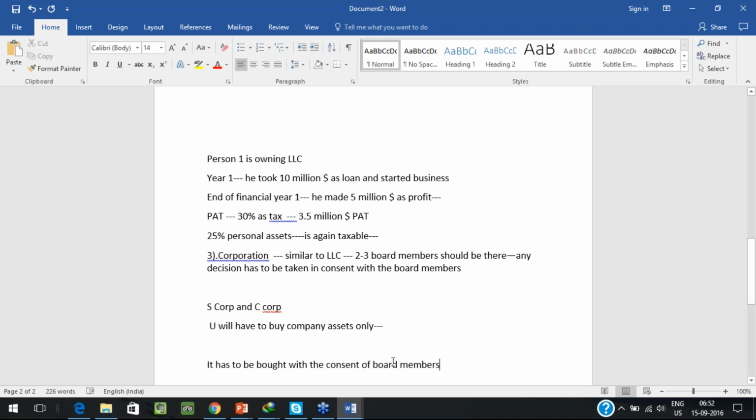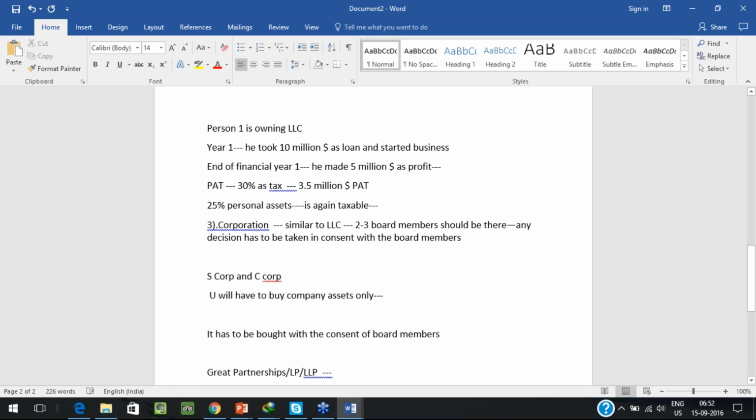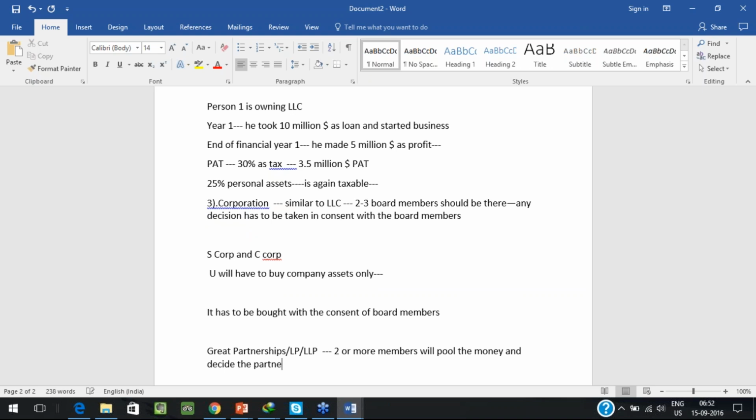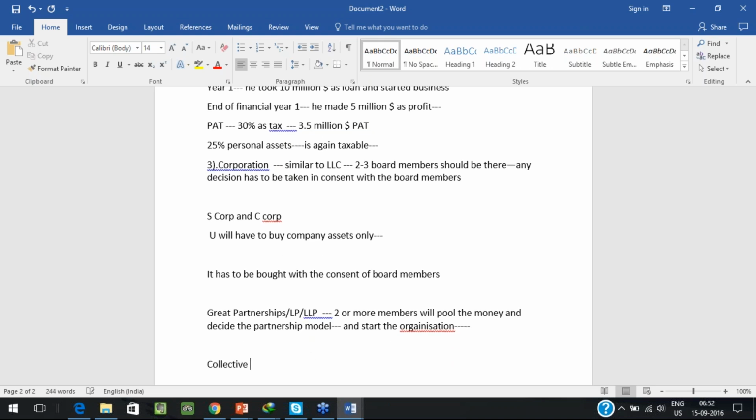So that's corporation. Now the last but not the least is the general partnership. Here generally two or more members will pool the money, decide the partnership model and the share, and start the organization. This will be a collective decision model, where if anything goes wrong, all the partners will be liable for legal proceedings.